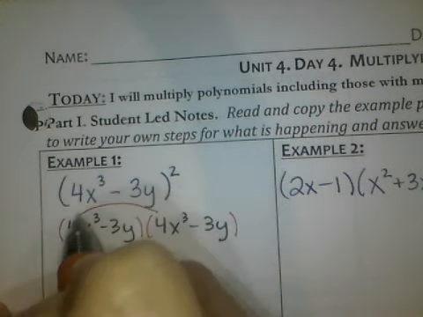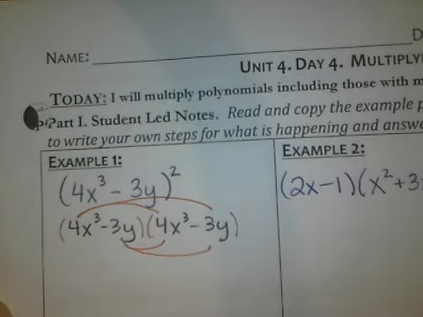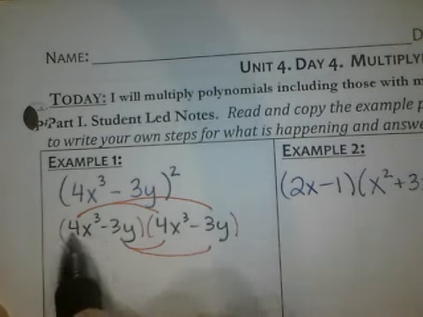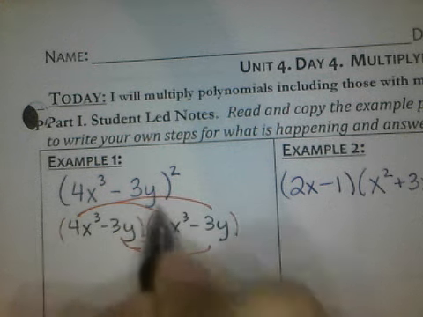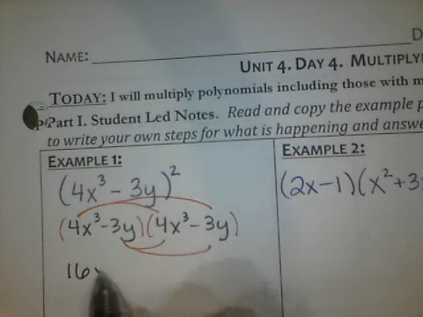have to multiply 4 times, and you may call it FOIL. These 4 multiplications all involve coefficients and variables, so we deal with the coefficients first. 4 times 4 is 16. And then the variables, x cubed times x cubed means add the exponents and get x to the 6th.